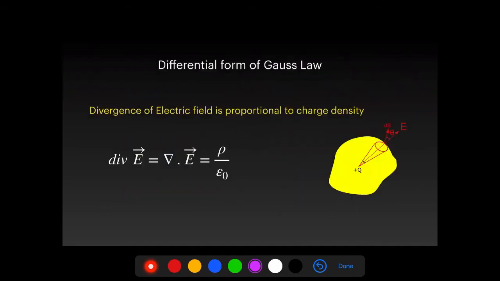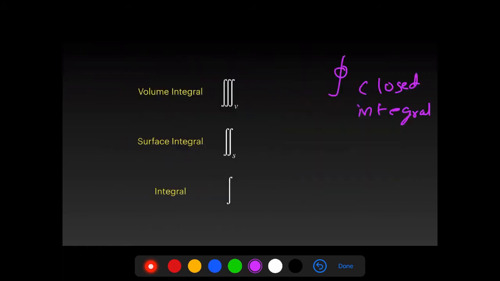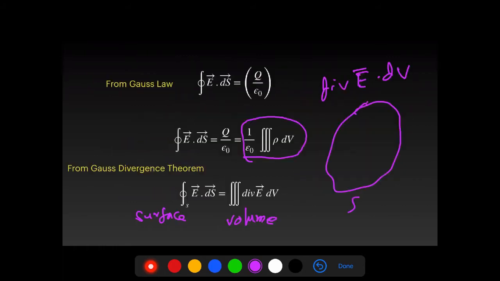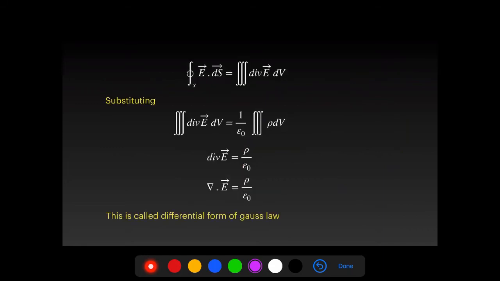So what we have done, we have to prove the divergence of E bar equal to rho by epsilon naught. For that, as you know from Gauss law, the integral of E bar dot dS bar equals Q by epsilon naught. Instead of Q, we have kept the triple integral of rho dV, where rho is the volume charge density. If we substitute this on both sides, the dV cancels on both sides, and after taking out the integral, finally we get divergence of E equal to rho by epsilon naught.